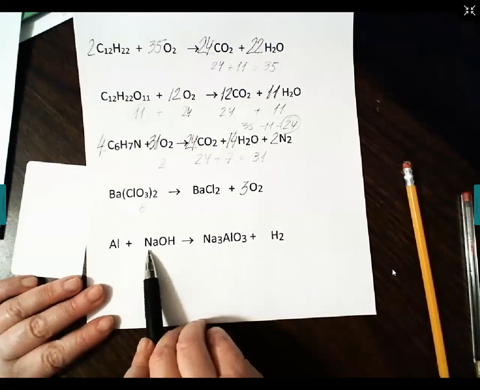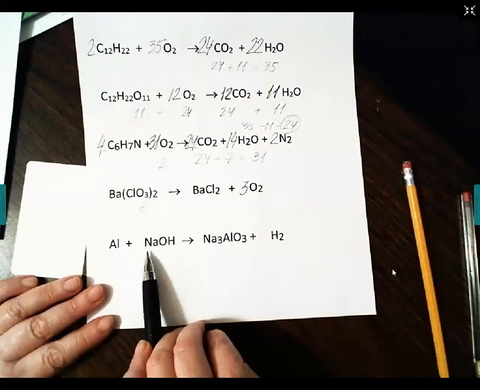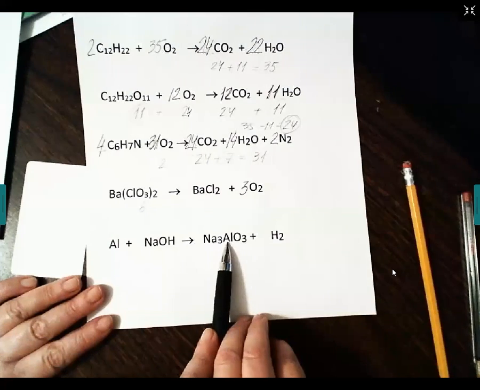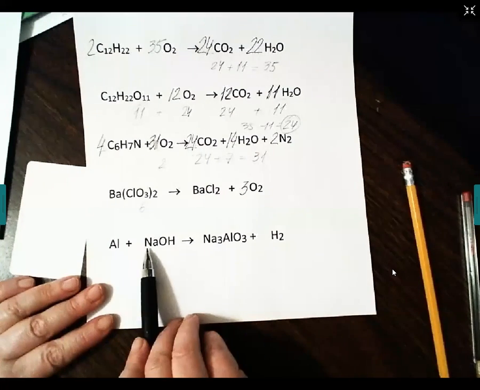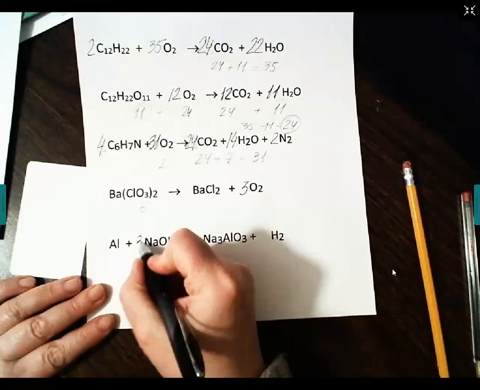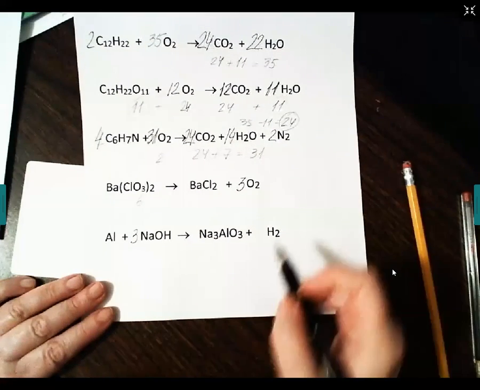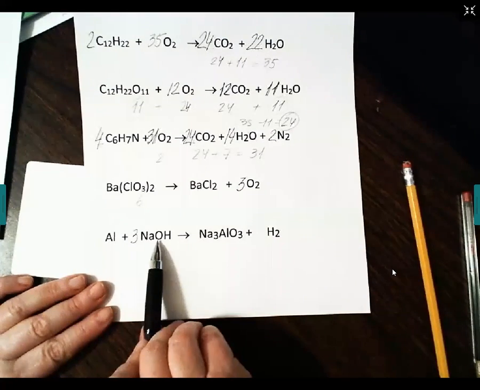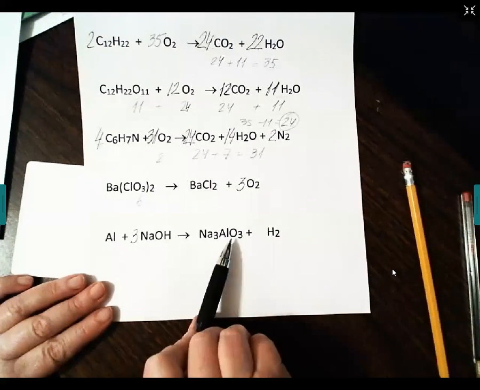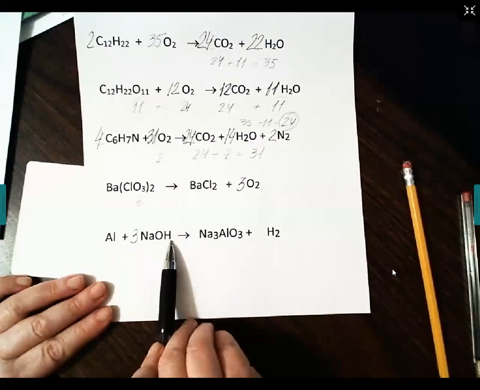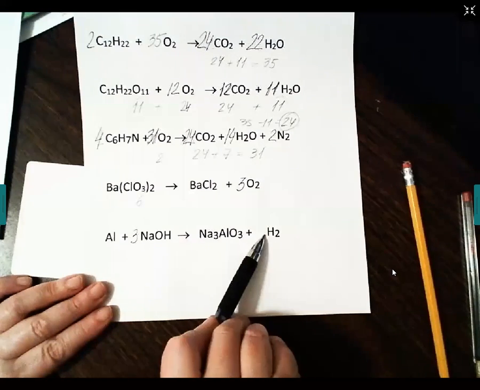We have one aluminum on the left side, one aluminum on the right side, balanced. One sodium and 3 sodium atoms here, so we should put 3 here. Now oxygen is balanced, 3 oxygen and 3 oxygen here. Hydrogen, we've got 3 hydrogen on the left side and 2 on the right side.